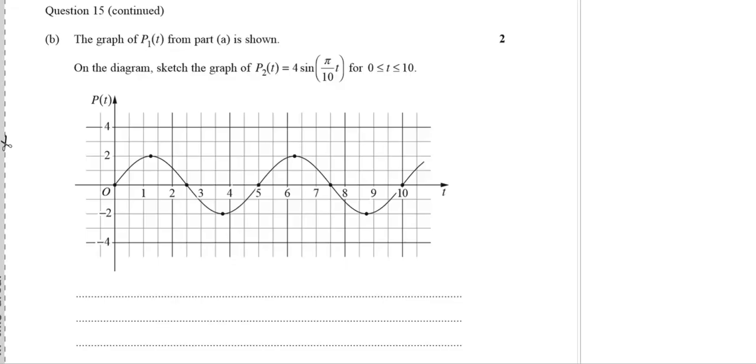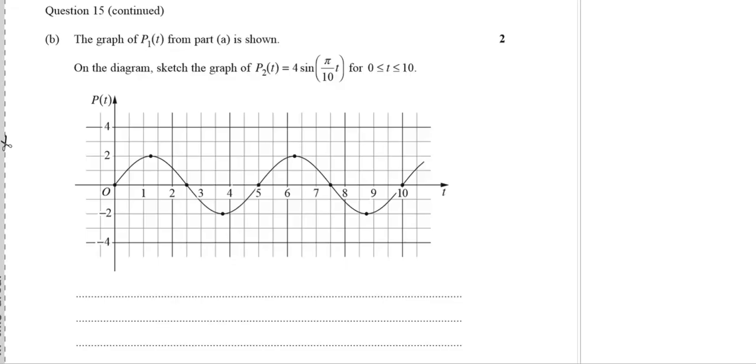Question 15 continued, Part B. The graph of P1 of t from Part A is shown. On the diagram, sketch the graph of P2 of t, which is 4 sine pi t on 10. Pause here to try yourself.